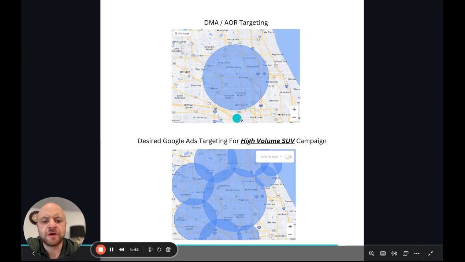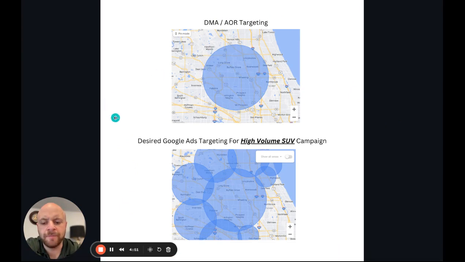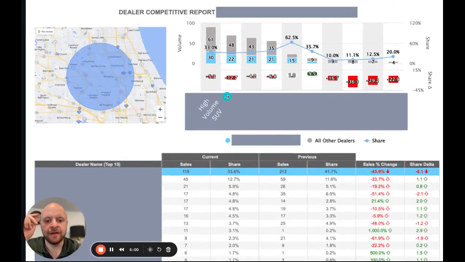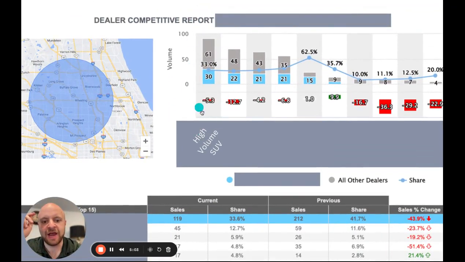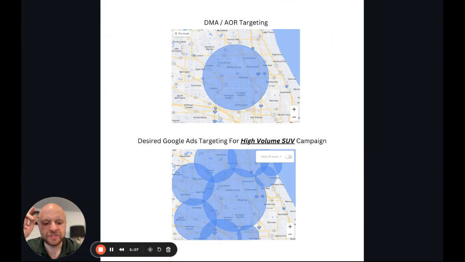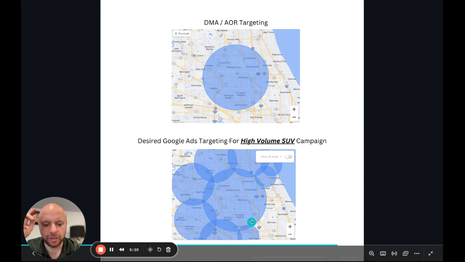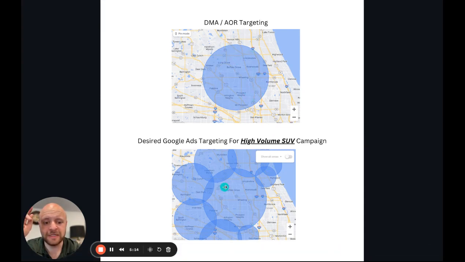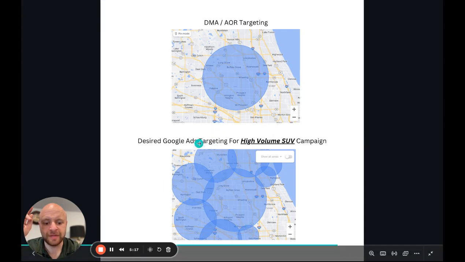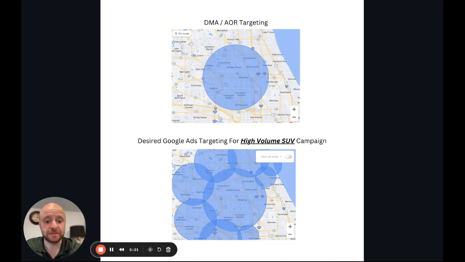So this is their DMA or AOR, whatever you want to call it. Now, the actual Google Ads targeting for this high volume SUV campaign, only a campaign, again, that was for this guy right here, their number one selling vehicle. This is what the campaign targeting looked like. This, again, is what our area of responsibility is. This is what the campaign targeting looks like. Does anybody see a problem with this?